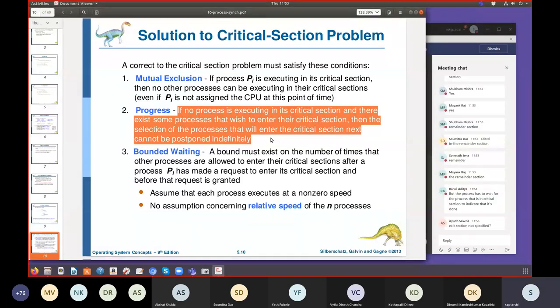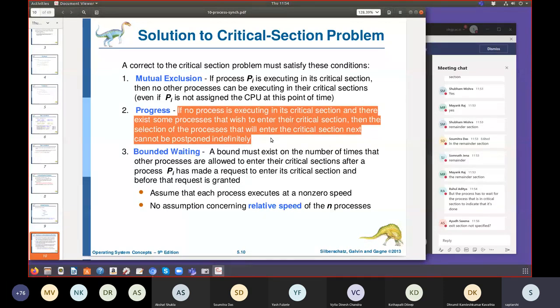Exactly what I would have said. One bad situation where this can happen is some process forgot to do the job in the exit section. The purpose of the exit section was that a process should indicate that it is done executing its critical section so that others also get a chance. But suppose some process forgot to do that.